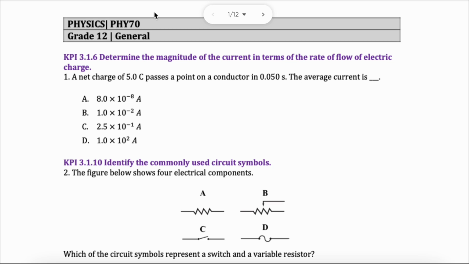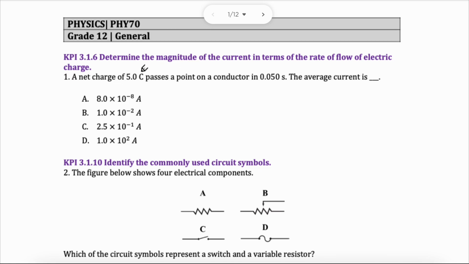In this video, I'm going to cover practice questions for grade 12 general. These are the focused IPQs for the end of term 2 exam. It's all about circuits. Okay, starting from the beginning over here, we have a charge and we have a time.